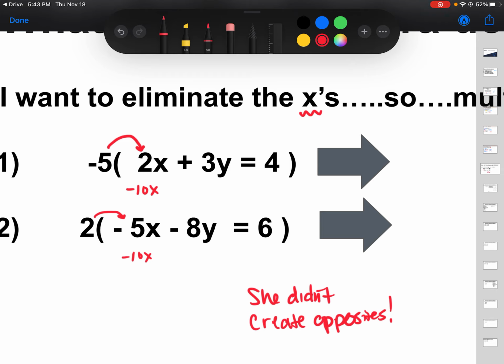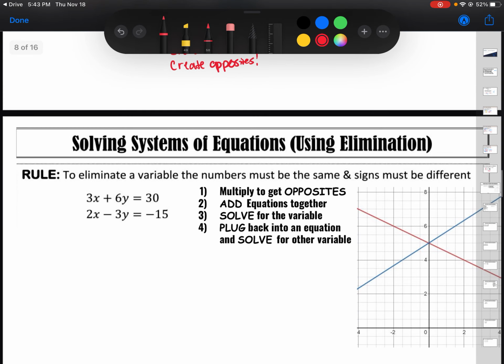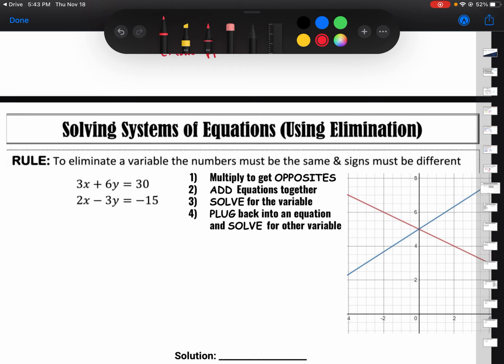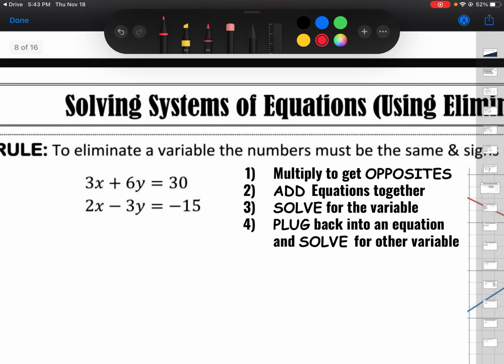In order to do that, she probably would just have to distribute a positive 5, and then it would work. All right, let's do our first problem all the way through. I'm giving you a graph that will help you kind of visualize our solution. So our solution is still going to be where those two lines cross, and here's a new method, elimination.